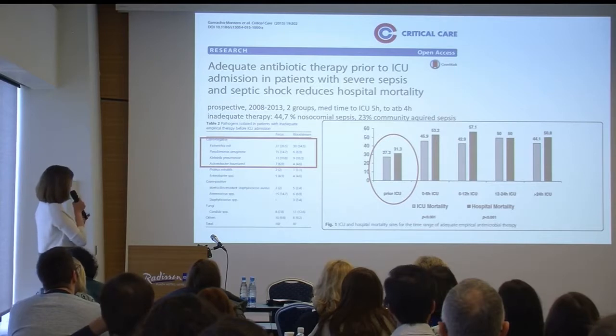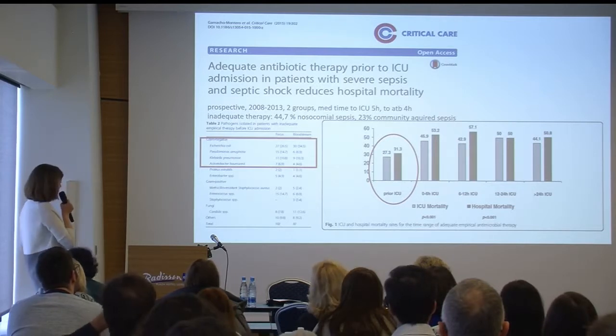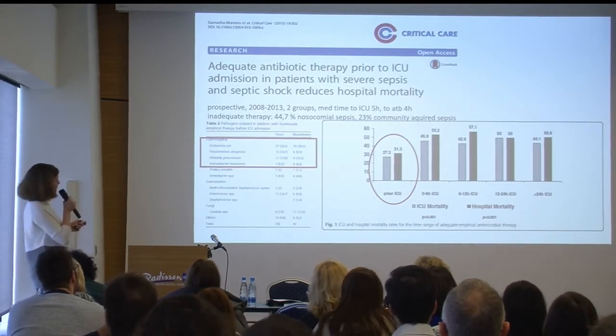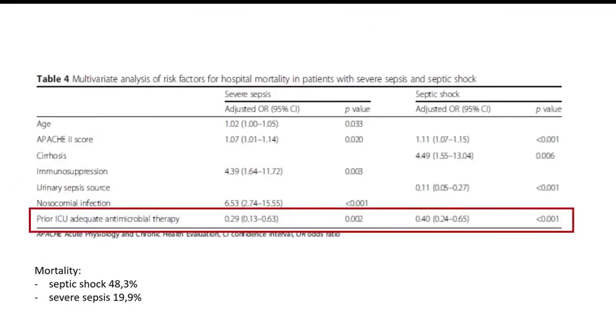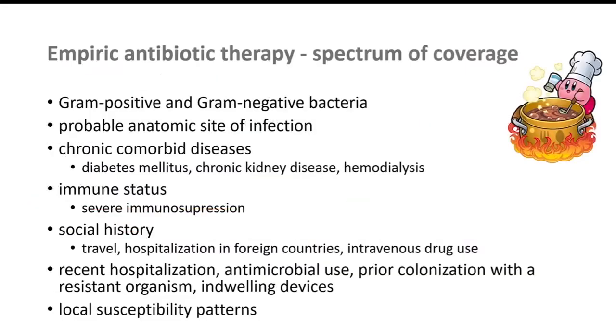One more data from the study, which is quite interesting, is that inadequate therapy was given in 44% of nosocomial sepsis, which is a lot, and also 23%, so almost a quarter, of community-acquired sepsis, and mostly when a patient had infections caused by gram-negatives. So prescribing appropriate therapy is still a great challenge. In this multivariate analysis, they also proved that prior ICU adequate antimicrobial therapy was a protective factor for survival.